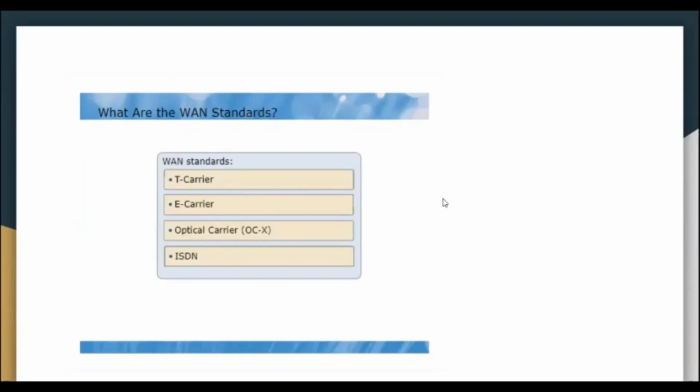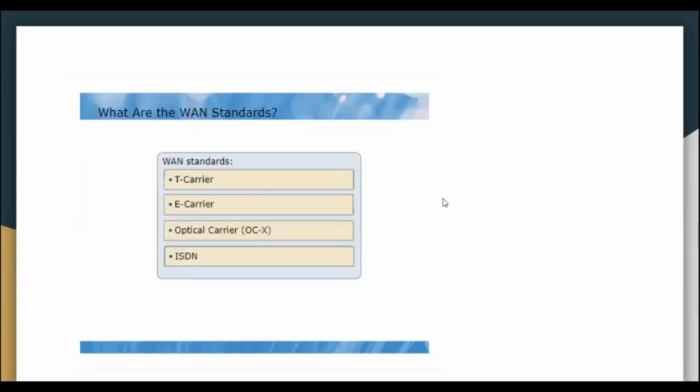Then another standard, we have the ISDN. What do you mean by ISDN? It stands for Integrated Services Digital Network. It is a set of communication standards for simultaneous digital transmission of voice, video, data, and other network services over the digitalized circuits of the public switched telephone network. ISDN supports data transfer rates of 64 kbps per channel, and most ISDN circuits used today are configured as 2 channels to provide 128 kbps of throughput.